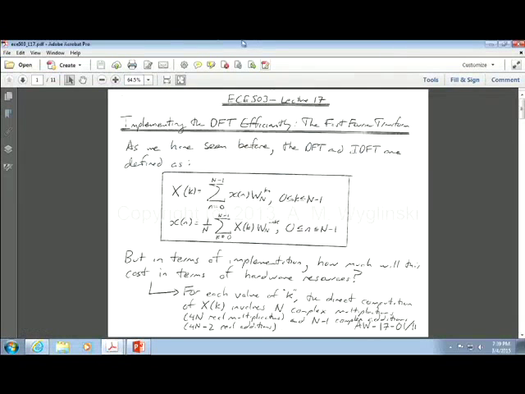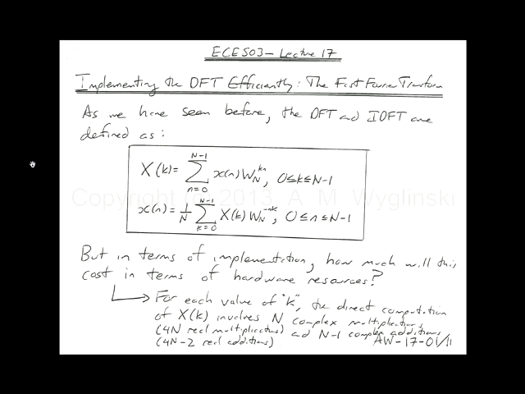So this is lecture 17 of ECE503. In this lecture, what we'll be dealing with is probably one of the most important topics of this course, which is called the fast Fourier transform. It's a computationally efficient version of the DFT.